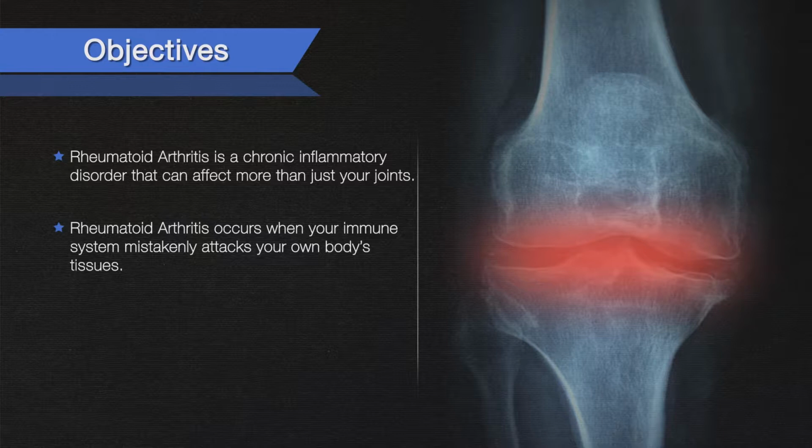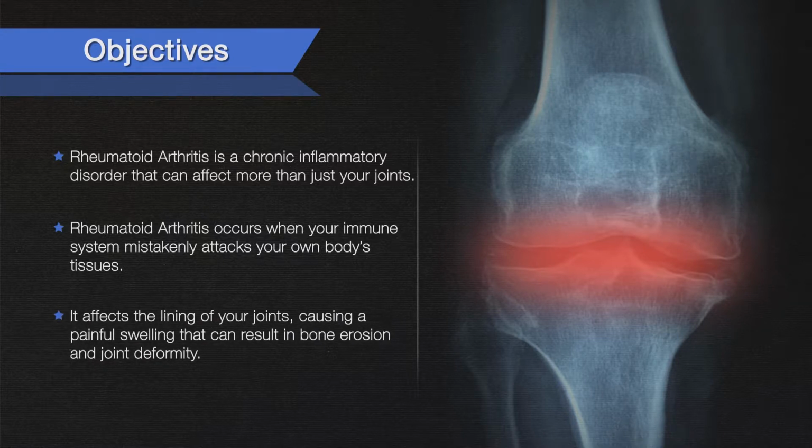Unlike the wear and tear damage of osteoarthritis, rheumatoid arthritis affects the lining of your joints, causing a painful swelling that can eventually result in bone erosion and joint deformity. The inflammation associated with rheumatoid arthritis is what can damage other parts of the body as well. While new types of medications have improved treatment options dramatically, severe rheumatoid arthritis can still cause physical disabilities.